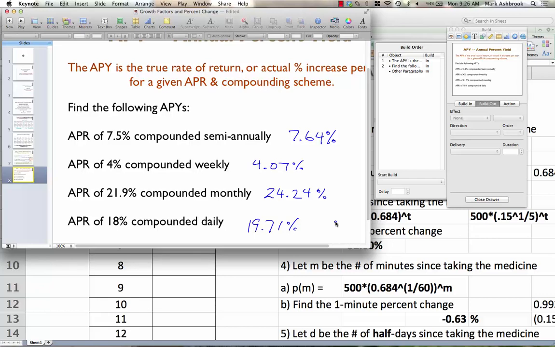But this is the idea of APR versus APY. What's the number that you care about? APY. That's the true percent per year, which is not reflected by APR. Well, it's reflected by APR, but it's not the APR. APR is not the true percent per year. When you start chopping up the year and compounding, that APY is going to be higher.